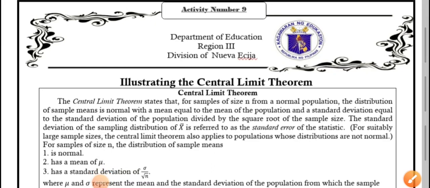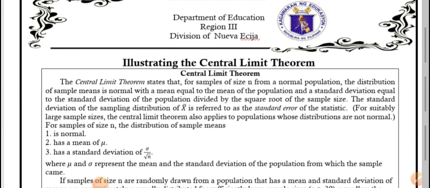Demonstrating the central limit theorem. The central limit theorem states that for samples of size n from a normal population, the distribution of sample means is normal, with a mean equal to the mean of the population and a standard deviation equal to the standard deviation of the population divided by the square root of the sample size. The standard deviation of the sampling distribution of x bar is referred to as the standard error of the statistic.